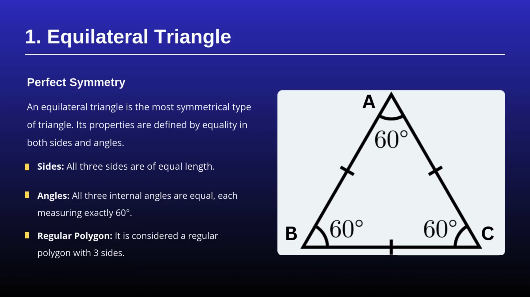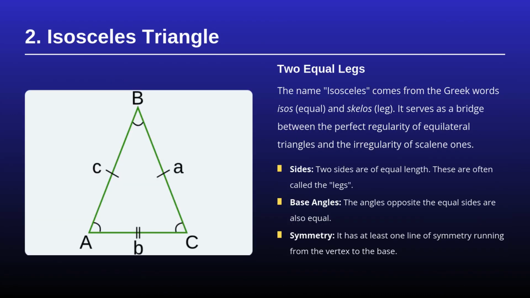Let's move to the second one. Now this is isosceles triangle. What is an isosceles triangle? A triangle with any two sides equal in length is called an isosceles triangle. Isosceles comes from the Greek words isos meaning equal and skelos meaning legs, where the legs are the same. It serves as a bridge between the perfect regularity of equilateral triangles and the irregularity of scalene. Now what is scalene will come later.